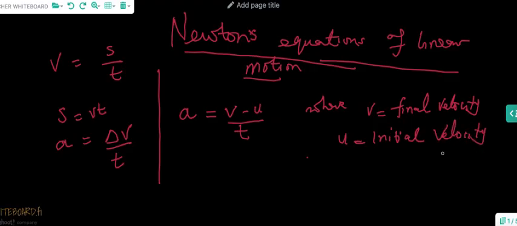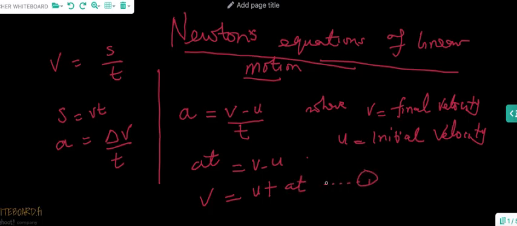Then from here, if you cross multiply, we are going to have at equals v minus u. If you take your minus u to the other side, you have v equals, negative u goes to the other side and becomes positive. So it will be v equals u plus at. That is equation 1. Now, from this equation 1, let's go to equation 2.